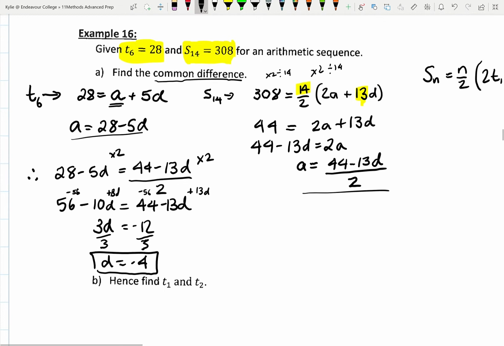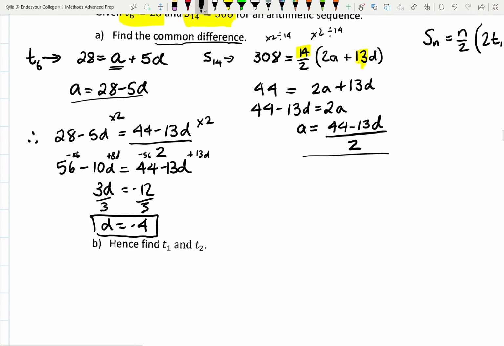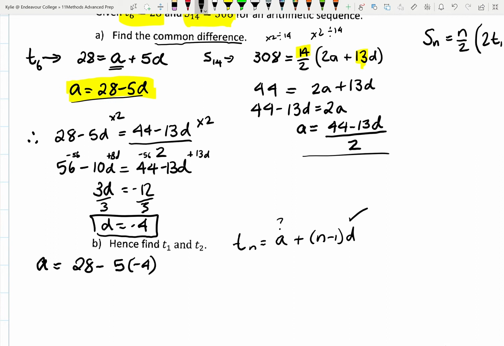Hence, find T1 and T2. Well, we know that we can find any term if we've got the first term and the common difference. We just found the common difference, but we've got to go and find the first term. I'm going to sub it back into the easier of the 2 equations, which is this a equals 28 minus 5d. So a is 28 minus 5 lots of negative 4, which is 28 plus 20, which is 48.